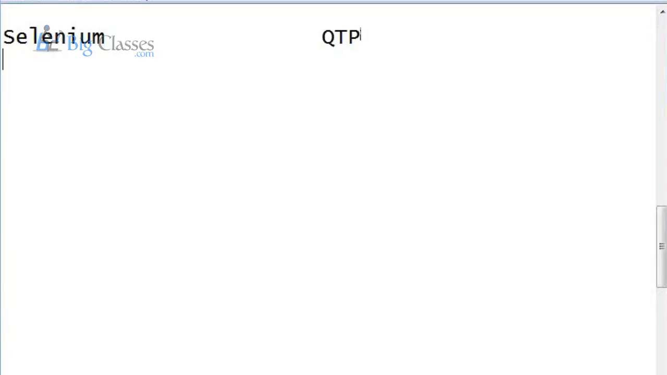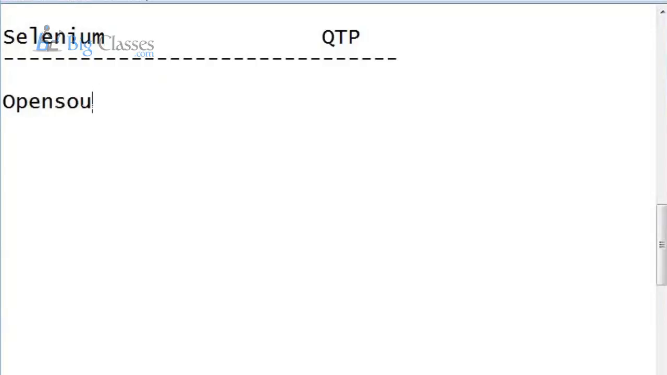See guys, Selenium and QTP. Selenium is open source. Open source means free of cost. You don't need to pay anything. We can download it and start using it on the current project. But if you want to use QTP, it is licensed, so expensive.